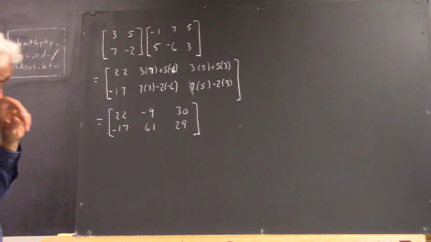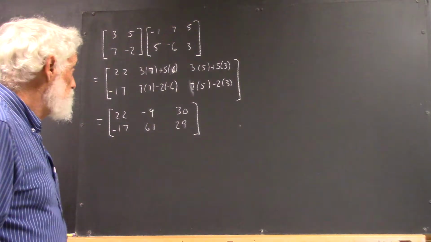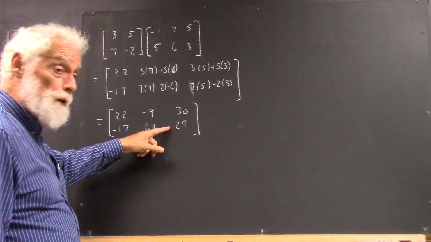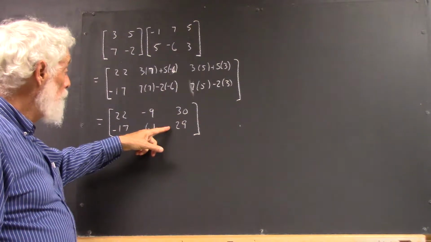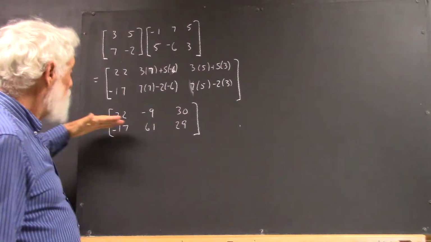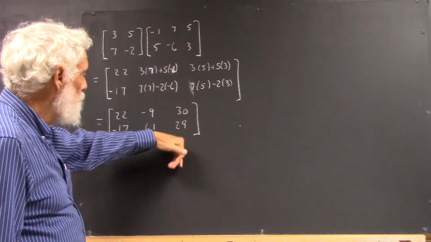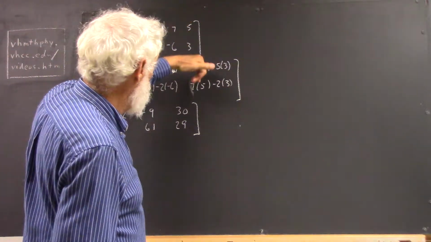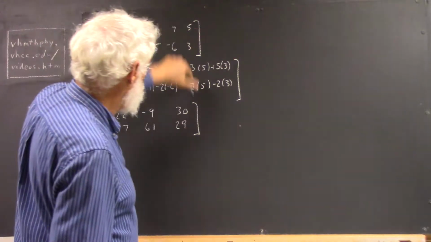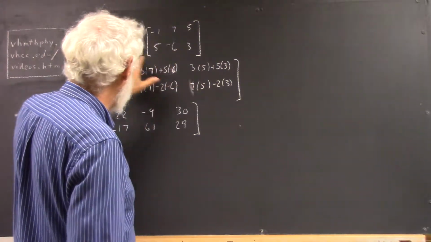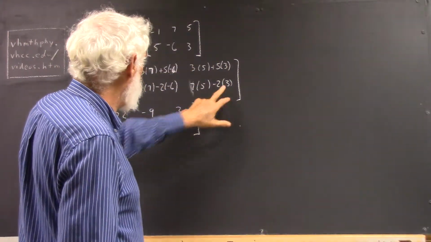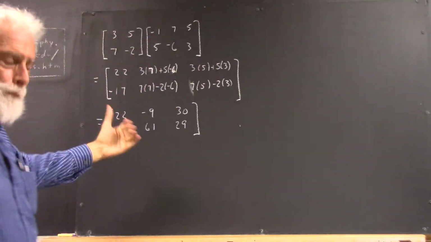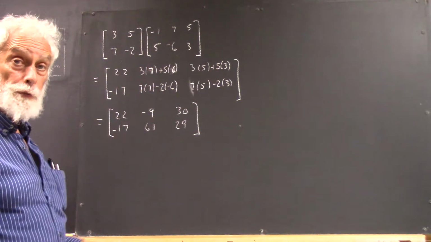Okay? Now, this number here came from the second row and the third column. So it's in the second row in the third column. So it should have come from the second row and the third column. If I do the second row times the third column, 7 times 5, yep. Negative 2 times 3, yep. Gives us the 29. Okay, that's how you multiply matrices.